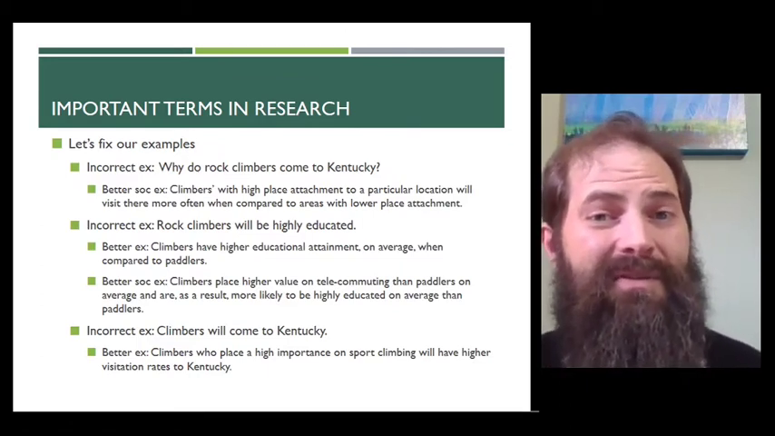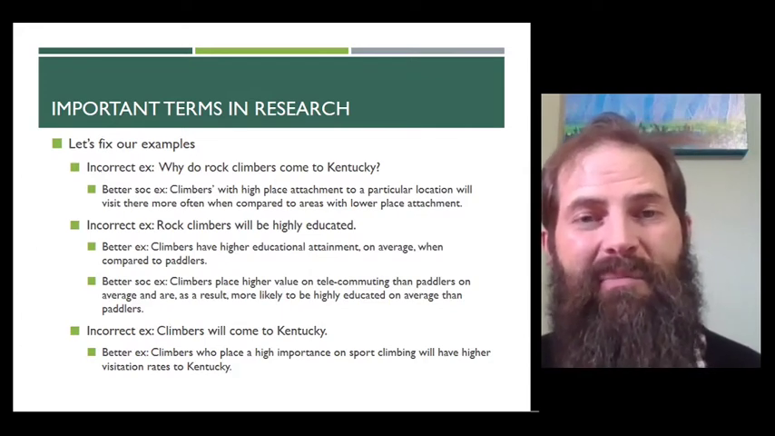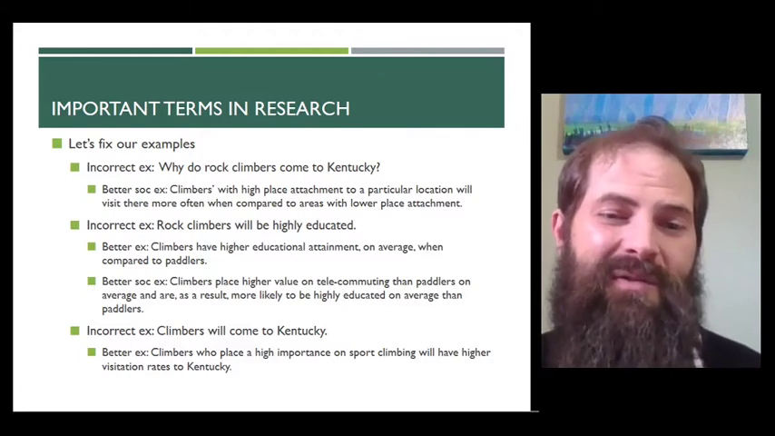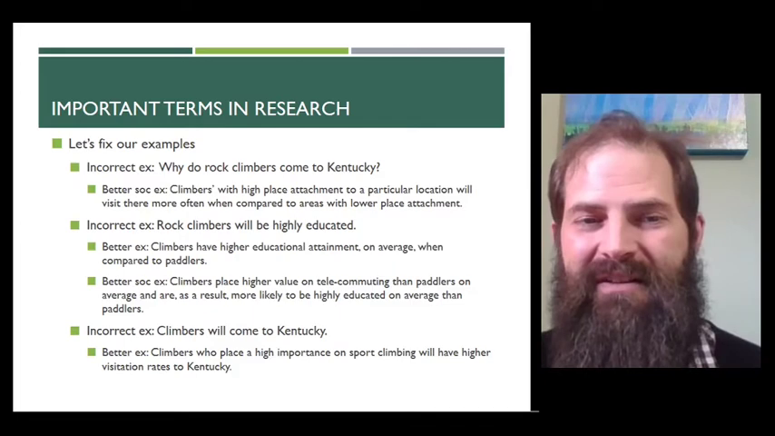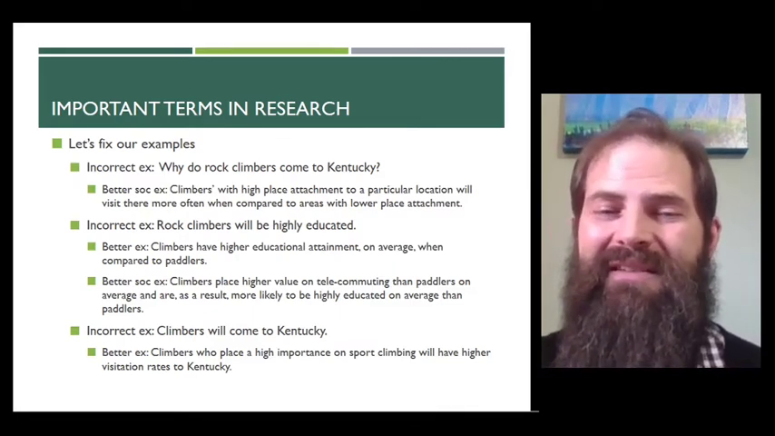Now note that some of these have the word soc example beside them. Some of these aren't really sociological questions, like climbers have higher educational attainment on average when compared to paddlers. It's an interesting question to me, but it's not really a sociological question. Some of these are just plain old research questions that aren't sociological. Nonetheless, we've fixed them all to make good hypotheses.